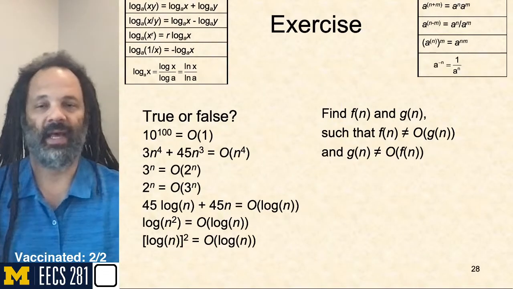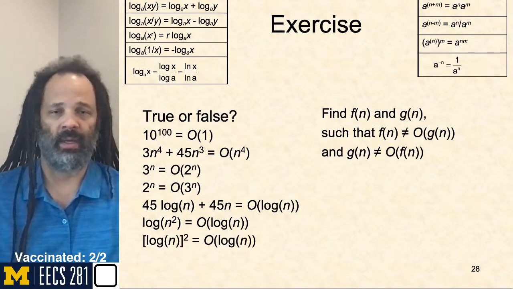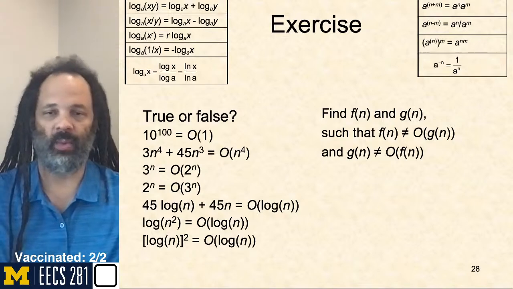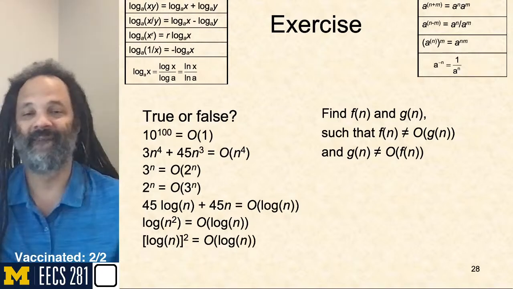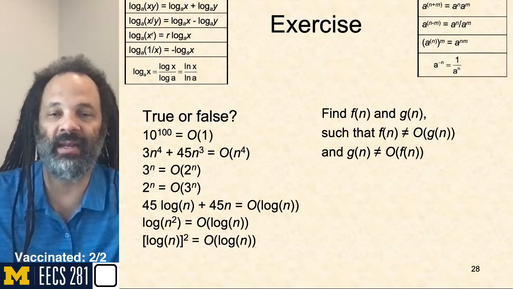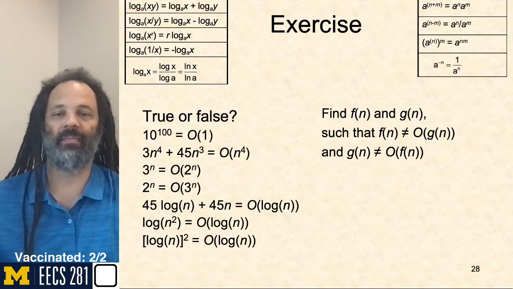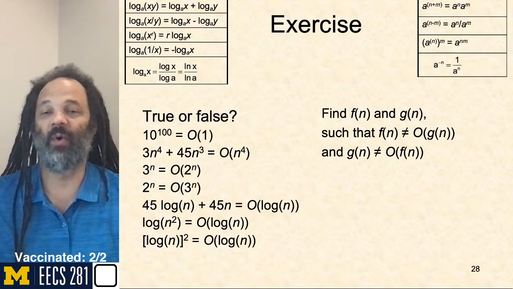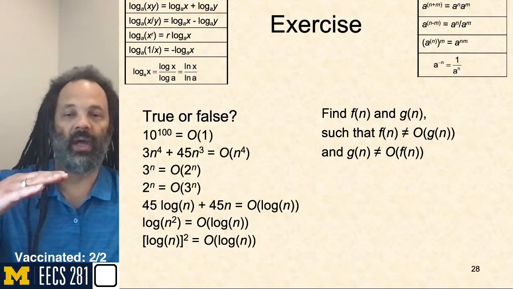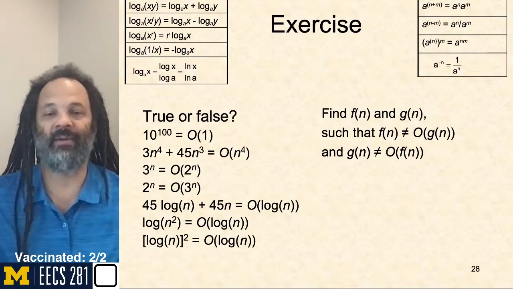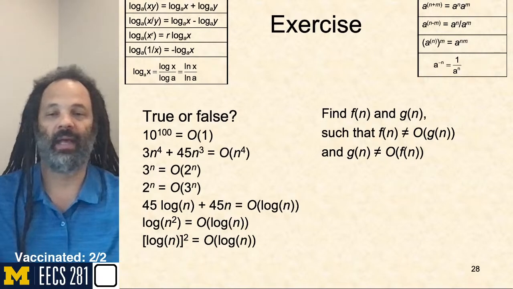So here's my exercise. I've got some questions here. 10 to the 100. Is that big O 1? Yes or no? Well, 10 to the 100, that's a constant, so a constant is always constant. So I'm going to say yes. How about the next one? 3 times n to the fourth plus 45n cubed. Is that big O of n to the fourth? Absolutely. I can pick a big C, and it's about 4 times n to the fourth. And then I pick some n sub 0 where that lower order term, 45n cubed, is not really affecting what's going on with the higher order term, the n to the fourth. So true again.